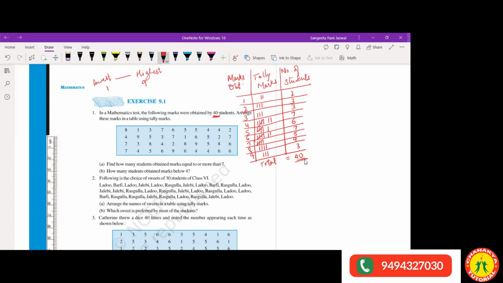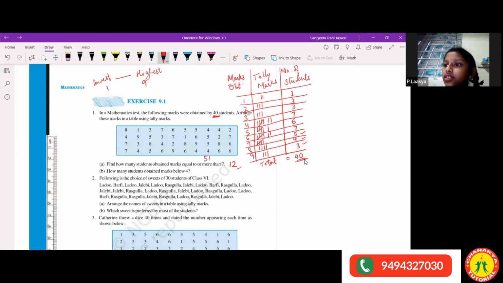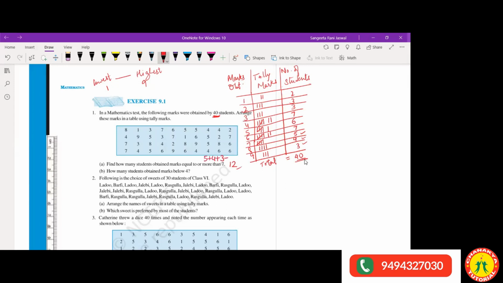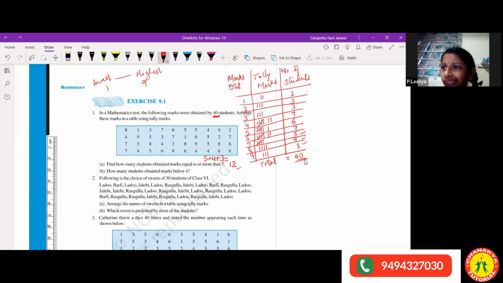So that means this 7 by 5 children, 8 by 4 and 9 by 3. So that is 9 and 3, that is 12 children. You understood? How many students got 7 or more than 7? 7 marks are achieved by 5 students, 8 is achieved by 4 children, 9 by 3 children. So we'll just add them up. 5 plus 4 plus 3 gives you 12. Okay?